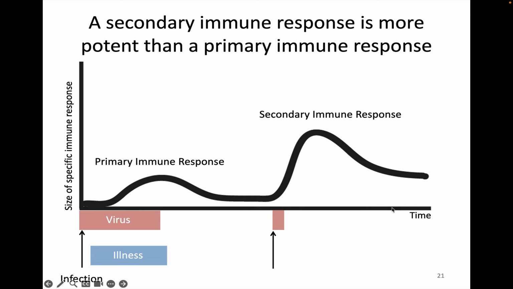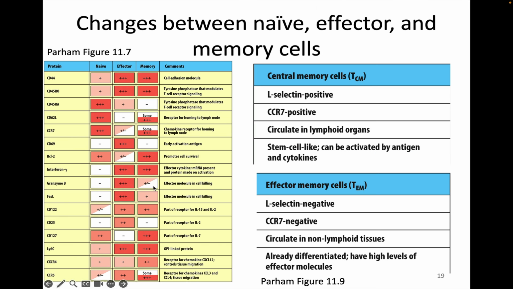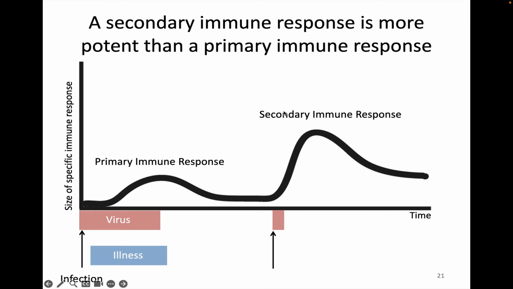And because those cells can be so easily activated, they're going to be able to respond very quickly and divide a lot of times in response to our antigen in order to make this nice fast secondary response compared to the slower primary response. What you can also notice is that some of our types of memory cells circulate in lymphoid organs, like the lymph node or spleen. And so we don't have as much need for trafficking this time around.